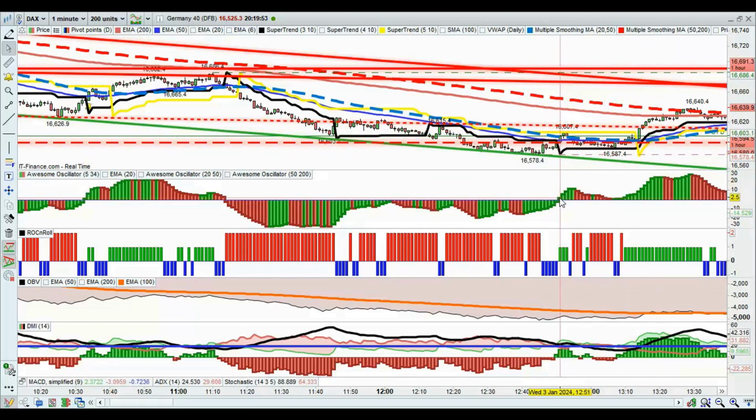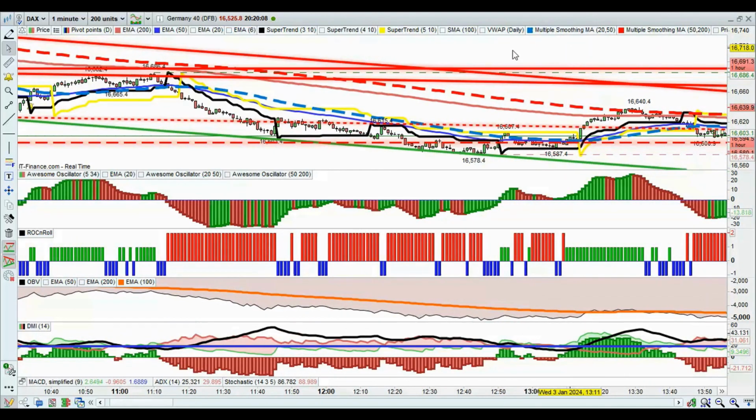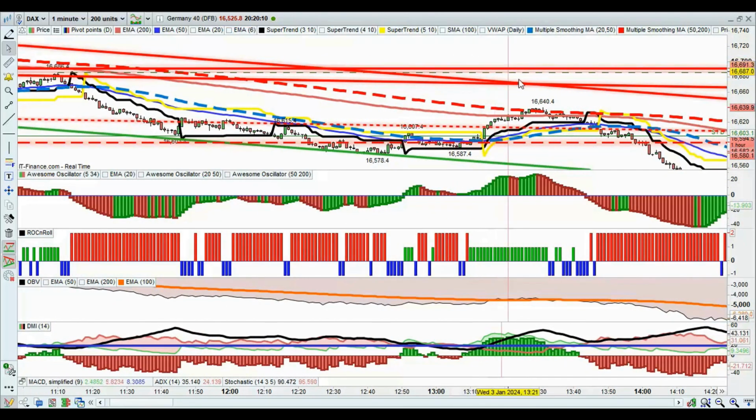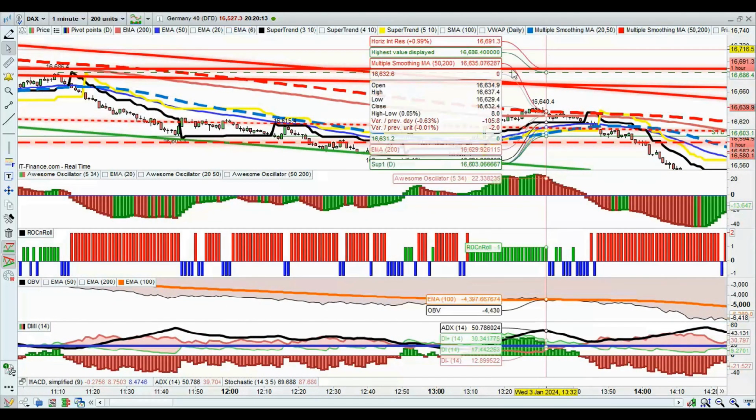You could either get out there, or if you wanted to give it a little bit more wiggle room, you could have got out just here. Okay, so this was just in the morning today. So some really lovely moves.